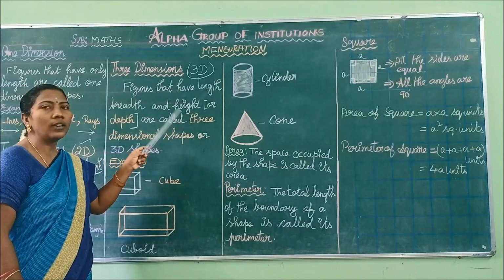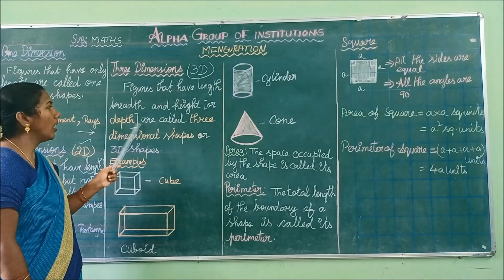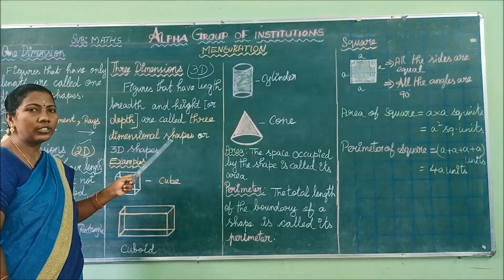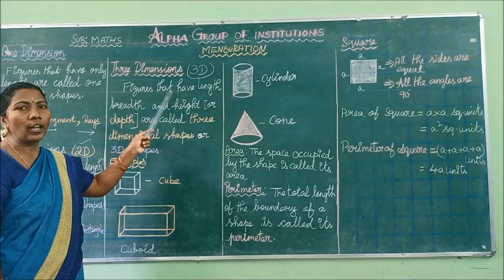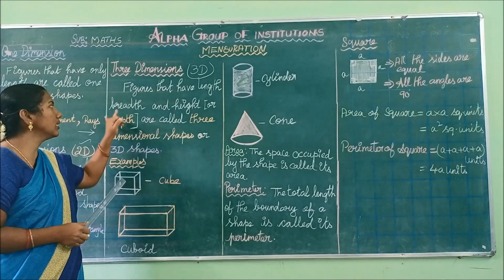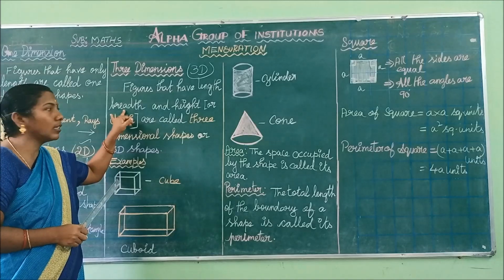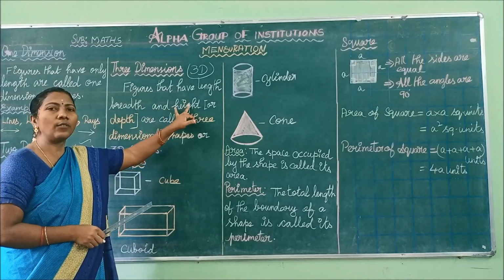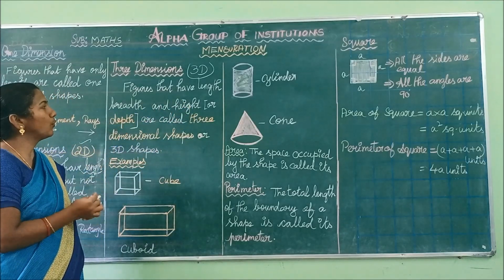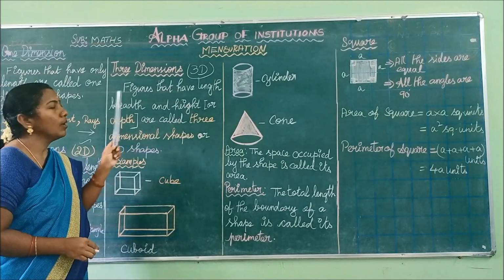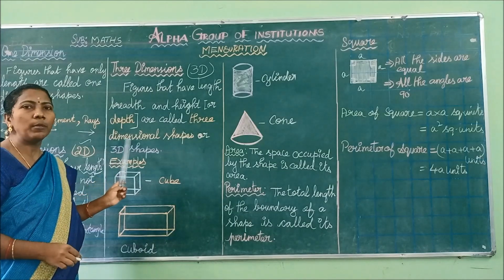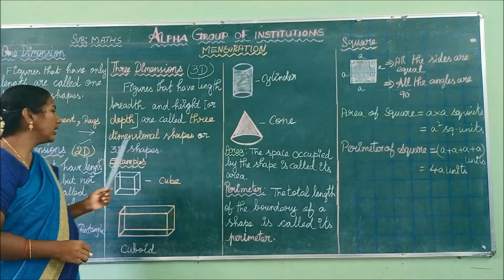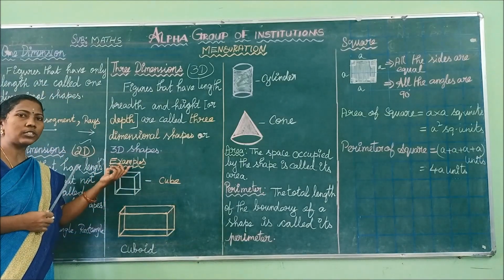Another name for height is depth. Such figures are called three-dimensional shapes or 3D shapes. What is the other name for breadth? Width. And height? What is the other name for height? Depth. So the figures which have length, breadth as well as height are said to be three-dimensional shapes. Let us see some examples of three-dimensional shapes.